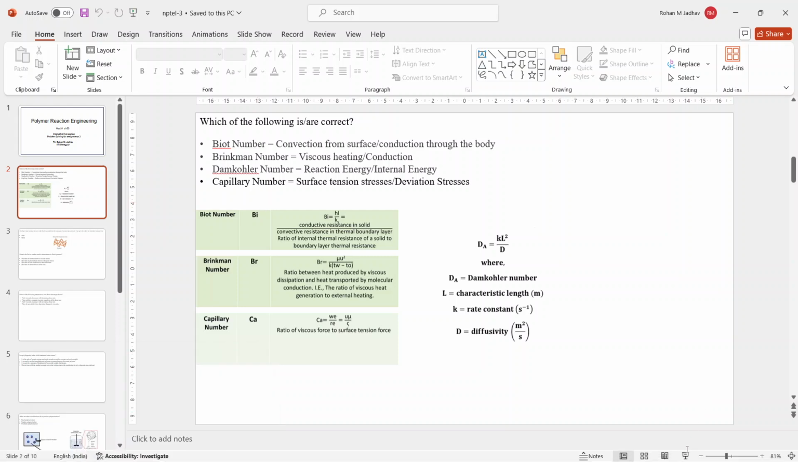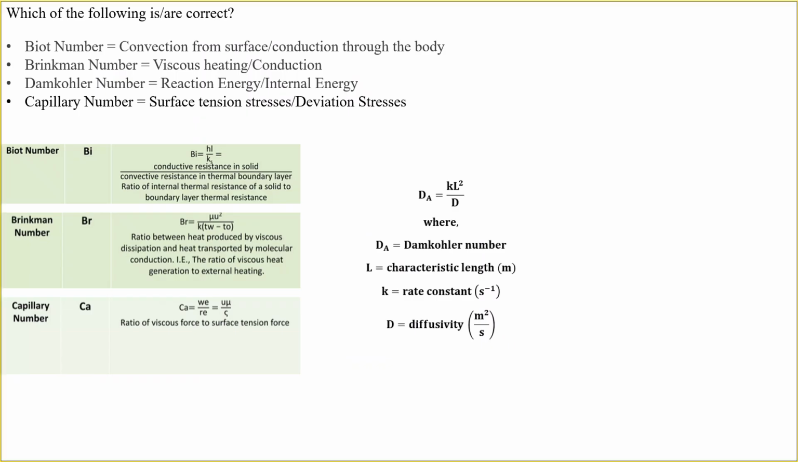So in the Damköhler number, we have the definition given as reaction energy by the internal energy. Now we have the definition right here: Da is equal to KL square by D, where L is the characteristic length, K is the rate constant, and D is the diffusivity. The characteristic length is the length over which your entire process, which you are trying to model, is happening.